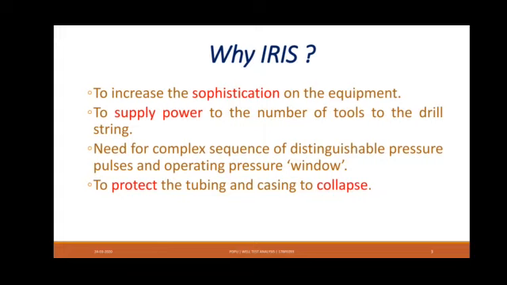As we know that to operate a DST tool, we need to apply annular pressure so that the valves can open and pressure data can be recorded. For example, to open a single shot reverse valve, pressure of 2000 to 3000 psi above hydrostatic pressure is to be applied. This can even collapse the tubing and casing. So, to overcome this type of problem, we use IRIS.